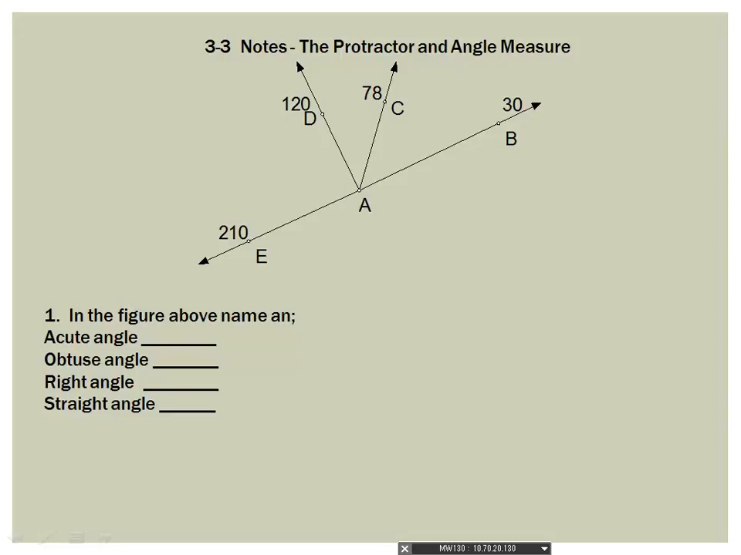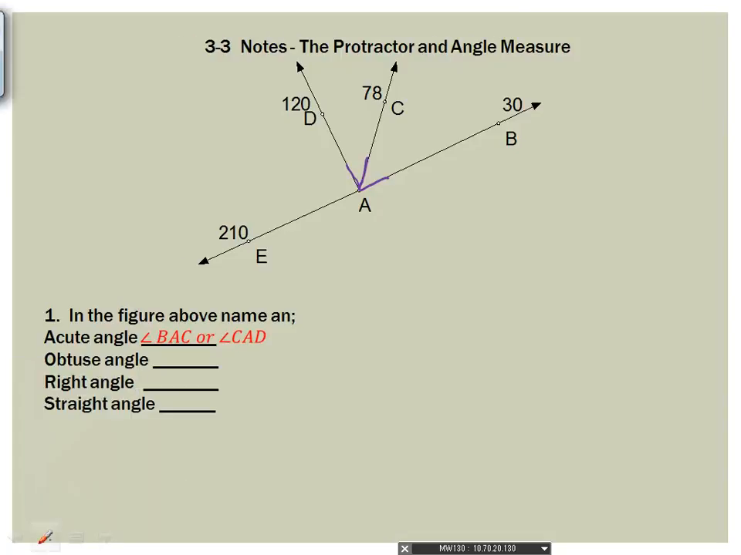In the figure above, name an acute angle. There are a couple of them here. And that's BAC, angle BAC. You can see that's this one right here. And angle CAD, that'd be that one there. Okay, those two are acute angles. Name an obtuse angle.